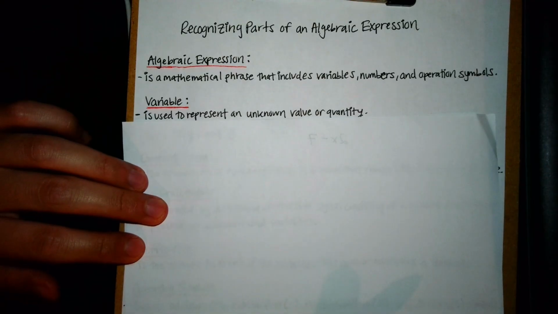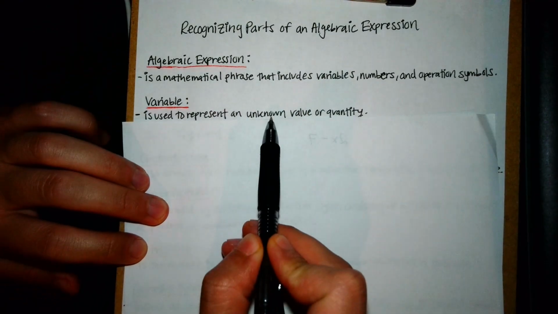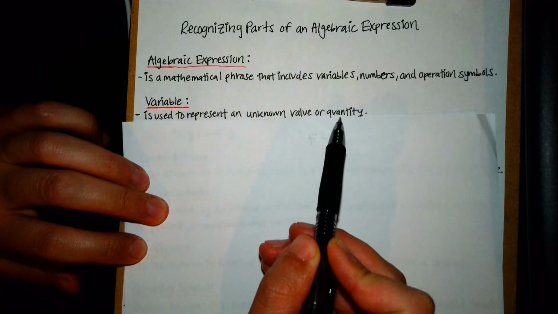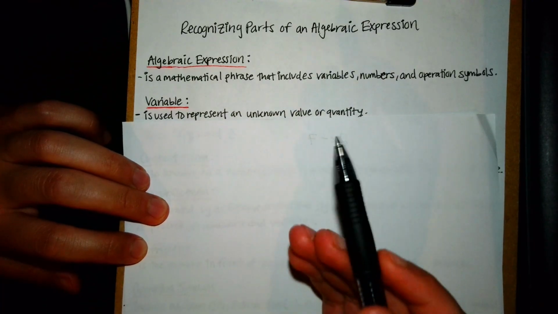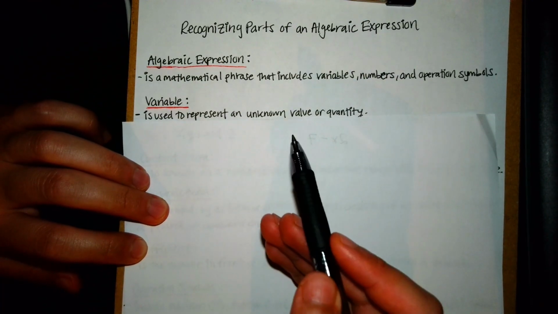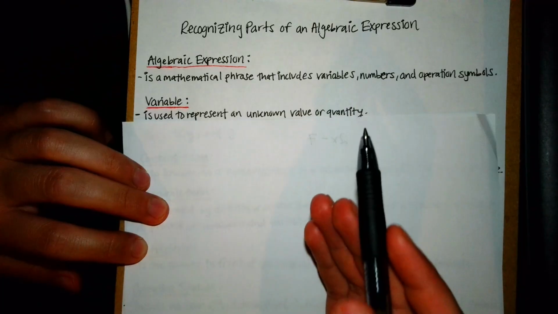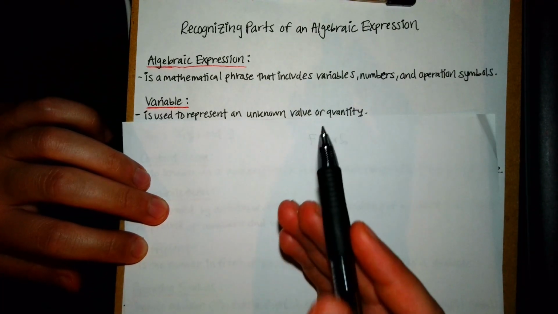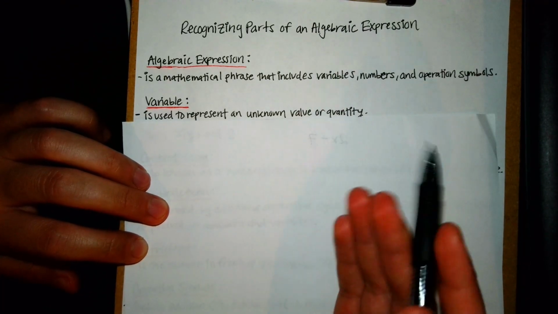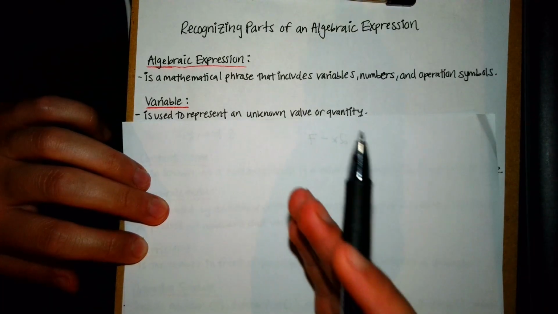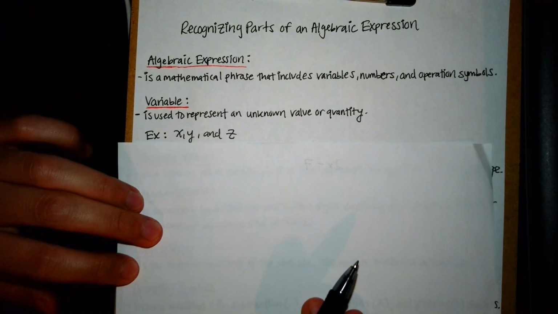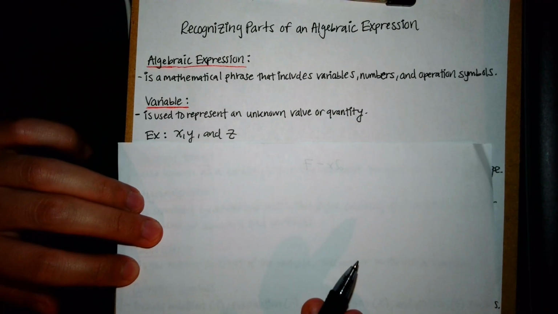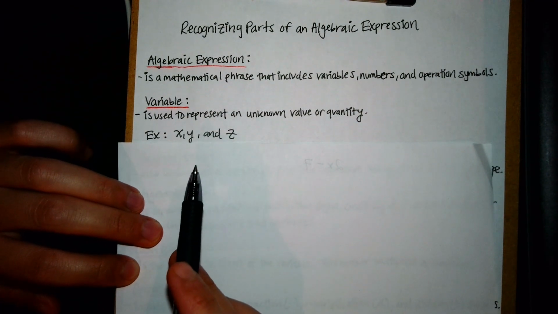A variable is used to represent an unknown value or quantity. Essentially, it acts as a placeholder for a value that can change or is unknown. Variables are typically represented by letters. A few very common examples of variables are x, y, and z. These are just a few of the many variables that are used in math.